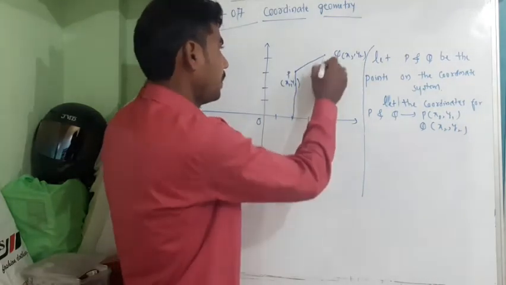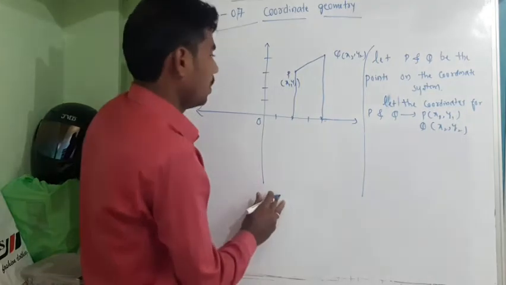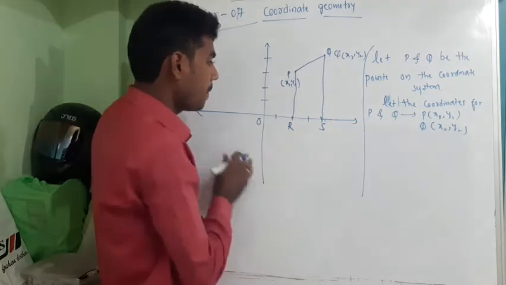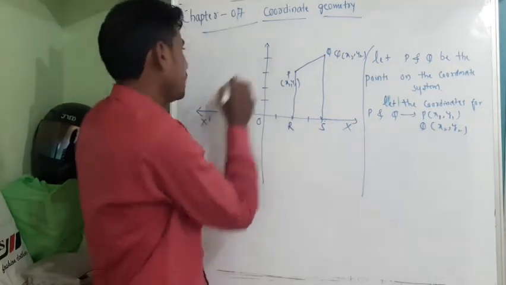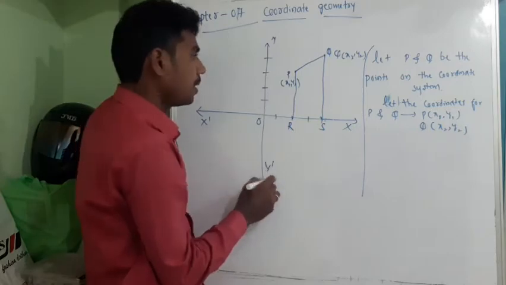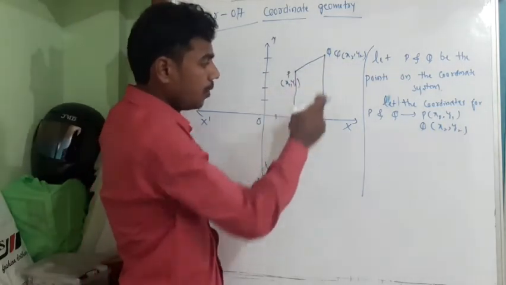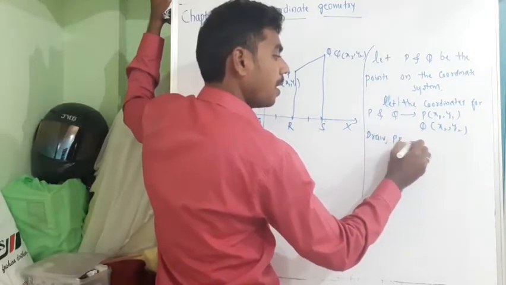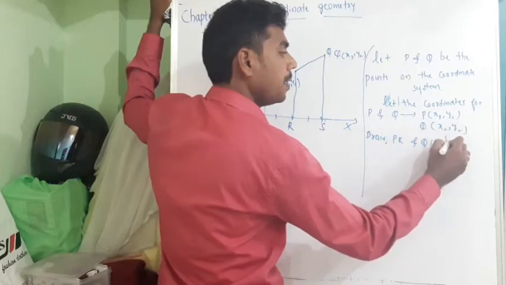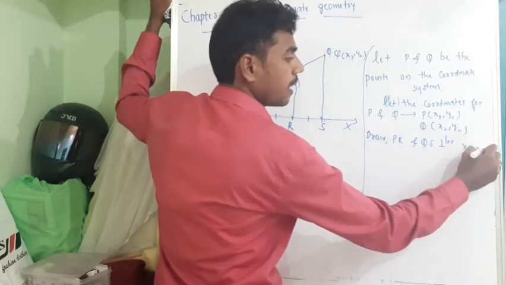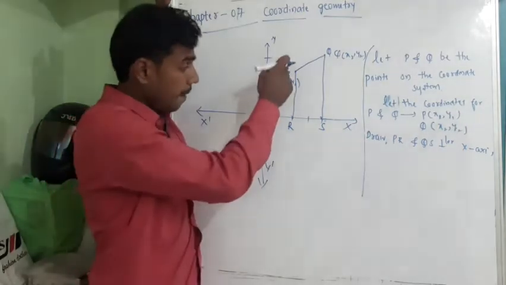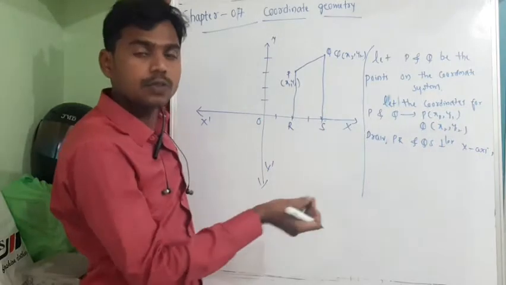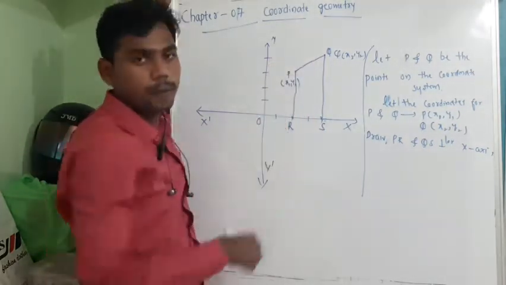draw PR and QS perpendicular to x axis. This is x dash, this is y dash. Draw PR and QS perpendicular to x axis. What I did, we need to draw PR and QS perpendicular to x axis. Why are we doing this? Just to derive a formula to find the distance between P and Q.